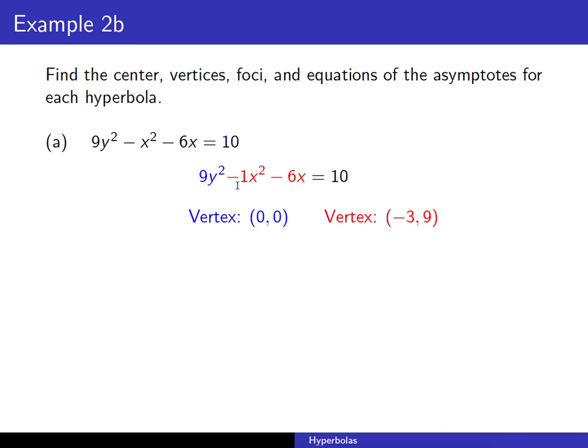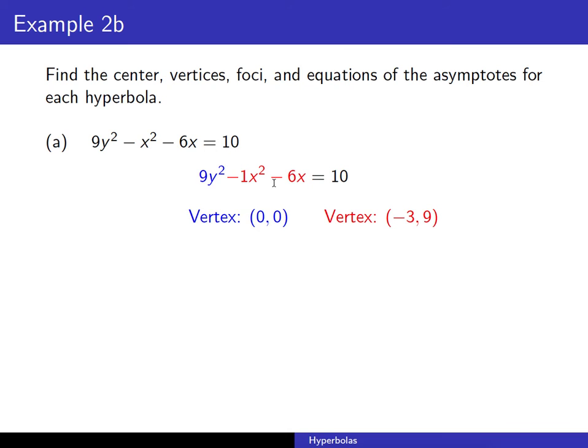So finding the vertex of each of these, remember, in this case we could enter in 9y squared, but just in general we'd want to use 9x squared. We get the vertex at the origin for that one. And for negative 1x squared minus 6x, we get a vertex at negative 3, 9.